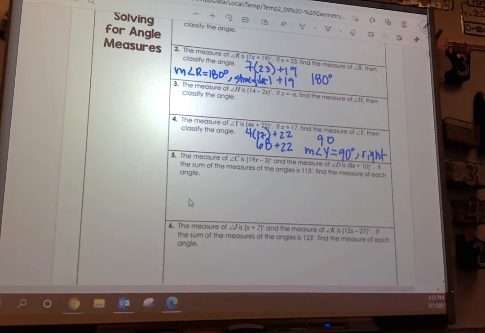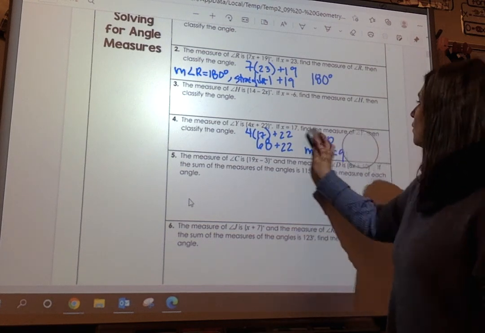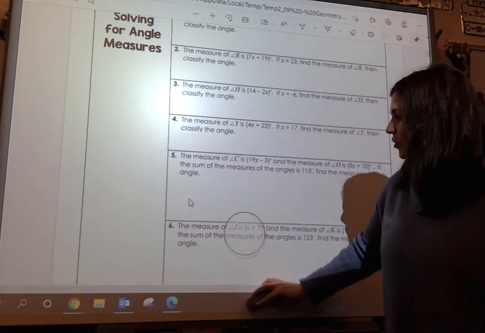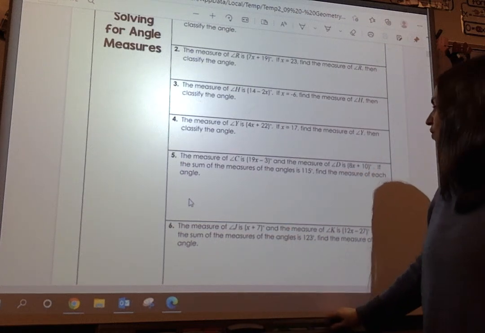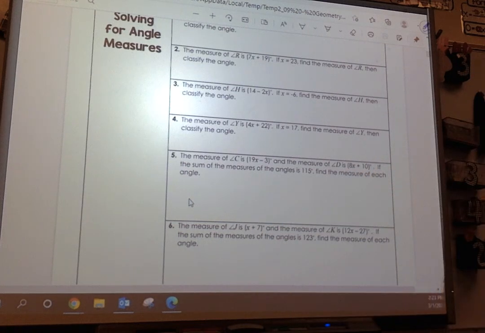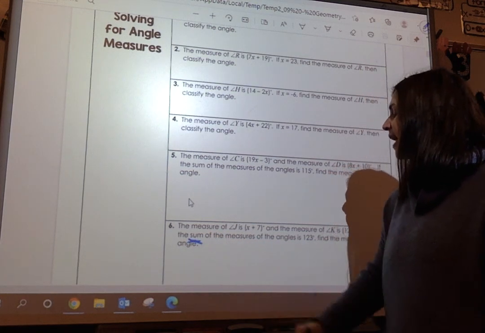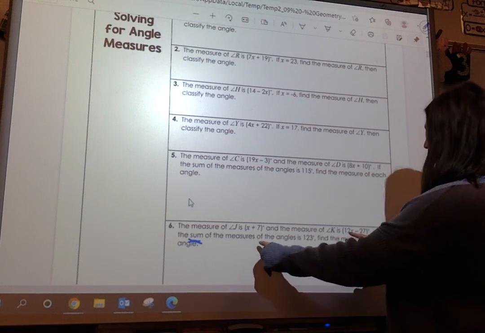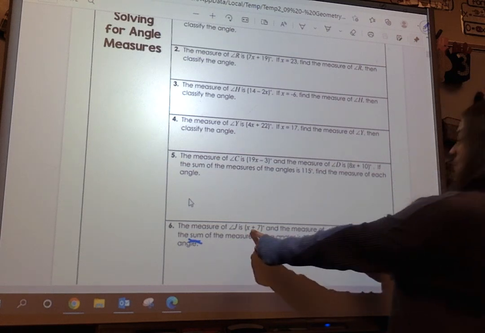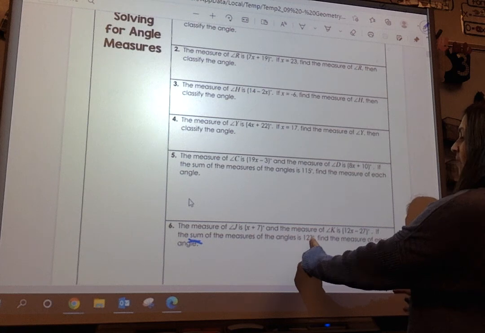Okay? All right, let's take a look at number 6. We'll do the even ones together. So if I look at number 6, it says the measure of J is x plus 7, and the measure of K is 12x minus 27. If the sum of the measures is 123, find the measure of each angle. Okay, so sum means add. So if I added these together, it is 123.